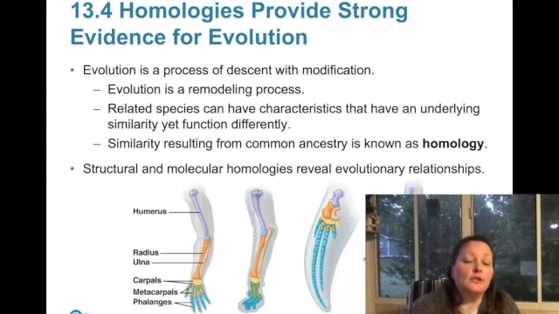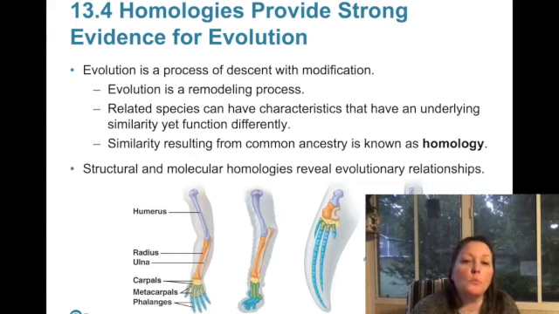So evolution is a remodeling process. It's kind of adjusting everything. Related species can have characteristics that have an underlying similarity yet function differently. So similar but different, and similarity resulting from common ancestry is known as homology.